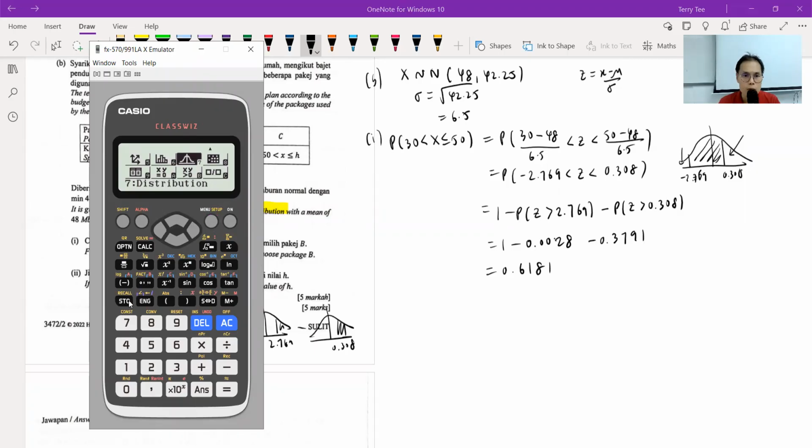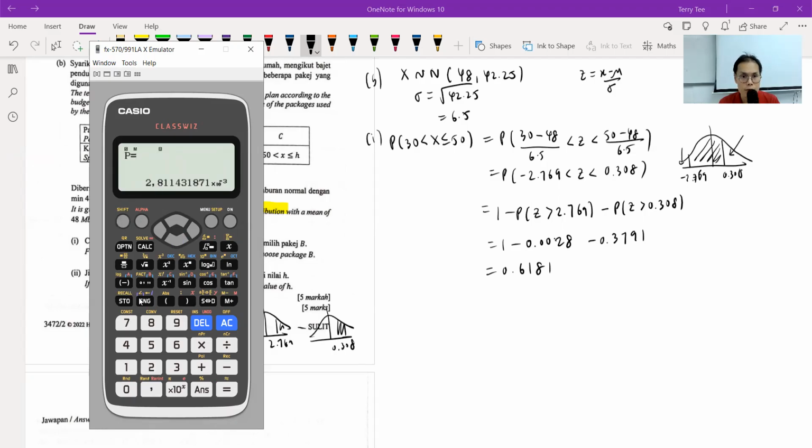Okay, this is what we do. Mode, we go to 7, we go to normal CD, number 2. Okay, let's say you want to calculate using the Z value. So your lower is 2.769. Your upper goes to infinity, so you press 999. Your standard deviation is 1. Your mean is 0. You press equals. Can you see you are getting the same answer here, 0.0028.